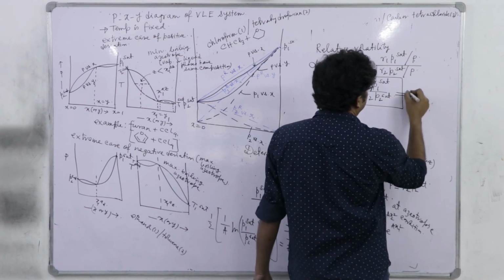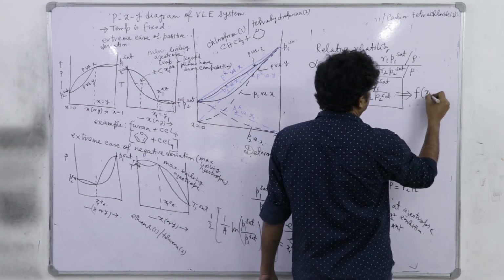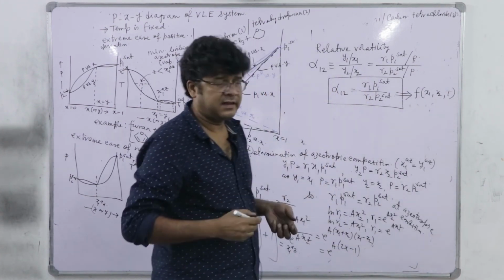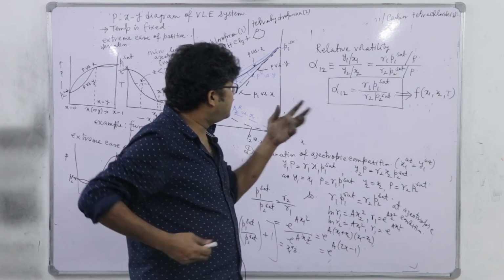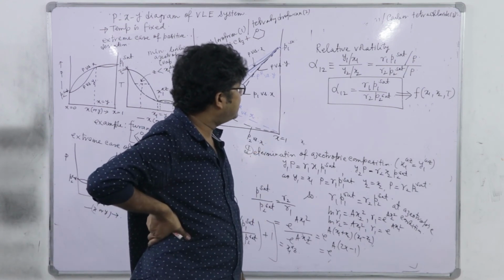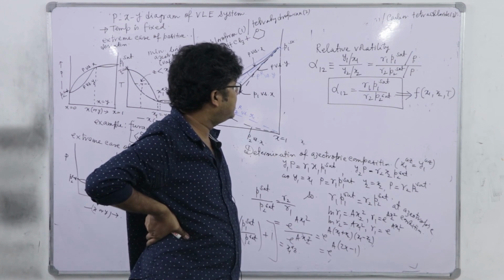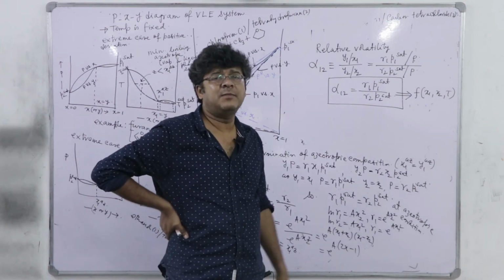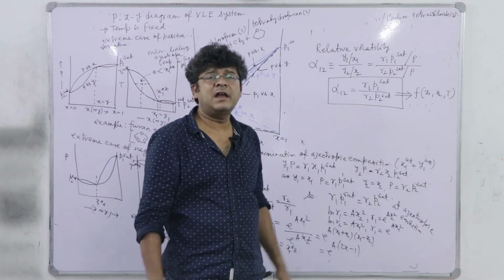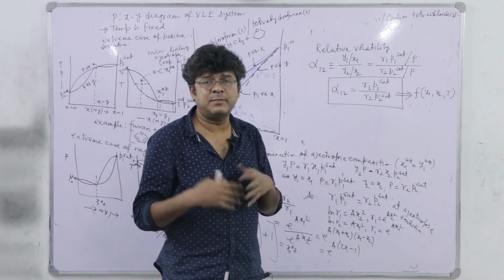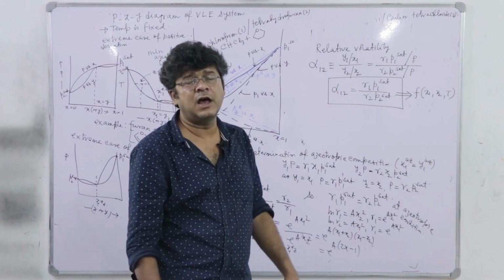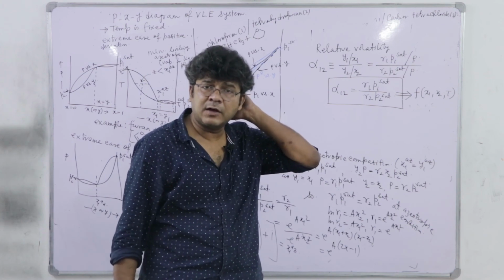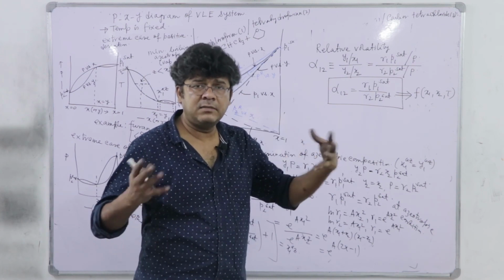Right? So it's a function of what? x1, x2 and temperature. So alpha goes on changing with liquid phase composition and temperature. However, we have solved many mass transfer problems in the semester where we have to draw the McCabe-Thiele stage-wise construction, and alpha is given equal to 2, right. So how come alpha is a constant?